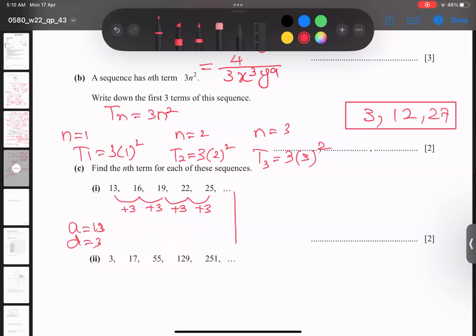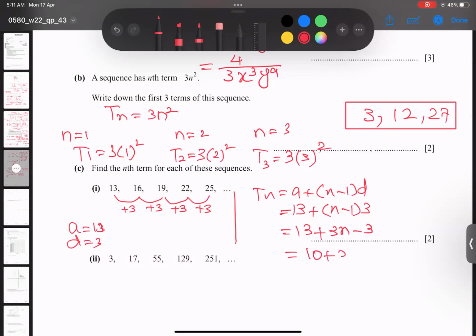So what is the formula we have? Tn equals A plus n minus 1 times D. A comes from here, 13, the first term, and n I will write as it is, and D value is coming here, 3. Simplify 3 times n and 3 times 1 is 3, and I get finally 13 minus 3, you get 10. So 10 plus 3n. Alhamdulillah, I got this answer.